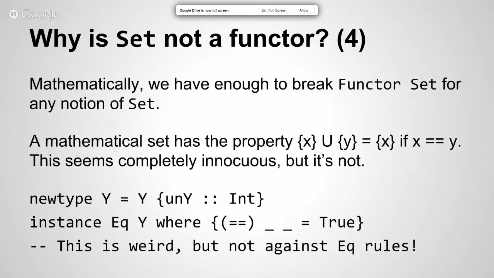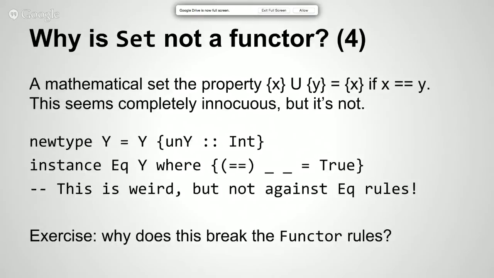And finally, let's talk about the mathematical concept of set, where if you have a singleton x and a singleton y, and x equals y, then the union of them is the set x. That is, sets ignore duplicates. So let's say you have a new type Y, which is a wrapper around an Int, but we've decided that in that type, everything is equal to everything, which is not against the rules, as it turns out. It's weird. It's not the way Ints work, but it's not illegal.